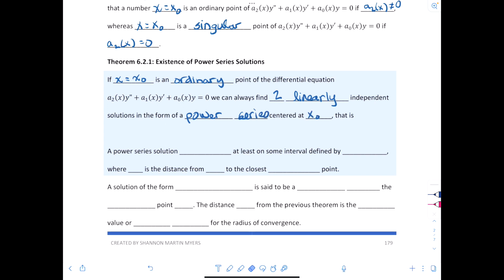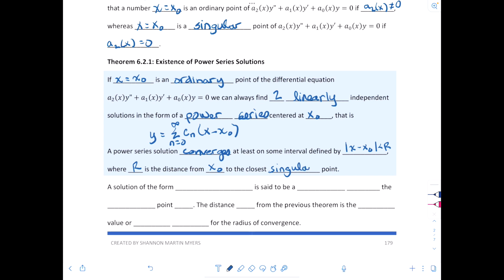So that is, we can write it as y equals the summation from n equals 0 to infinity of c sub n, and instead of writing x minus a like we were in the last section, we're going to write x minus x0. Groovy? A power series solution converges at least on some interval defined by absolute x minus x0 less than r, where r is the distance from x0 to the closest singular point.